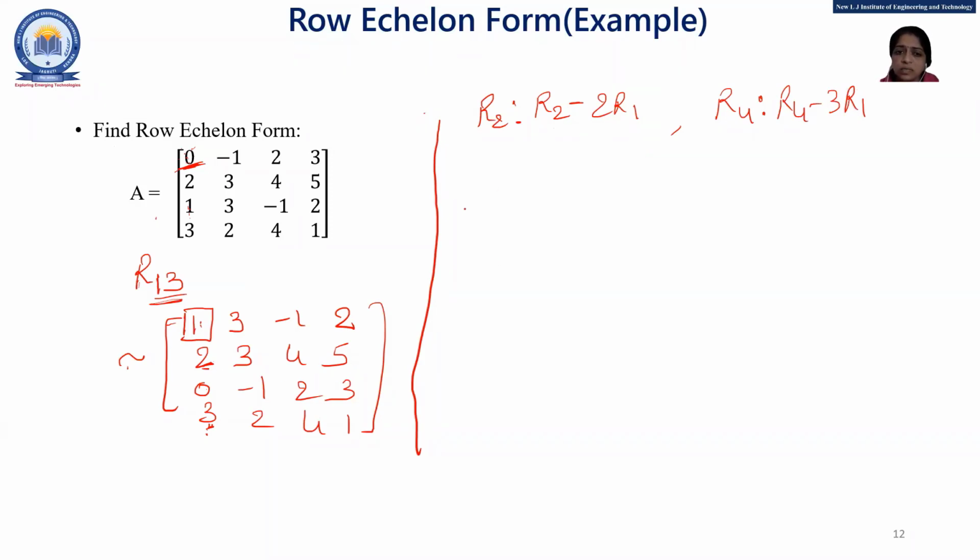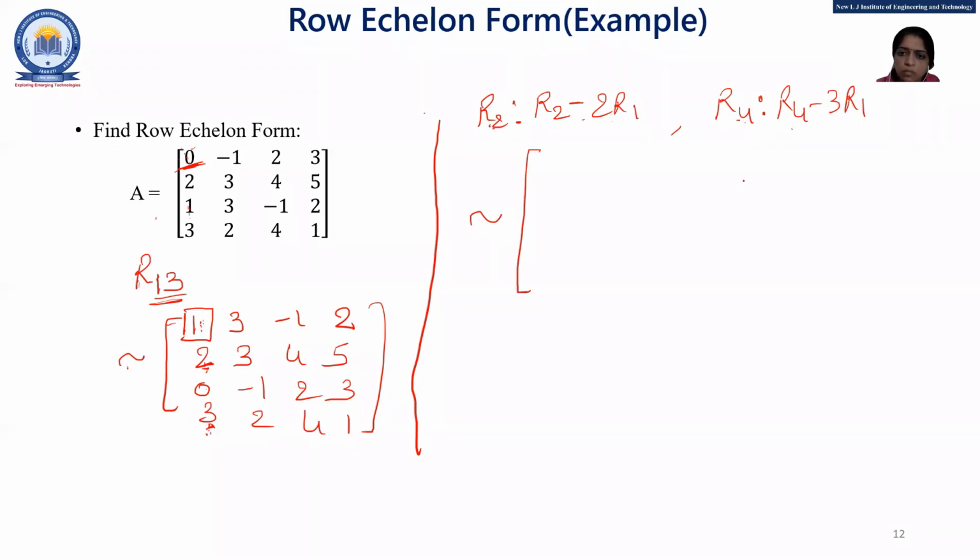Please try to understand it. I did two operations at a time, first on the second row and the next on the fourth row. In the second row, R2, I want to convert 2 into 0, so I multiply this 1 by 2 and then subtract. For R4, because I want to convert this 3 into 0, I multiply this 1 by 3 and subtract.